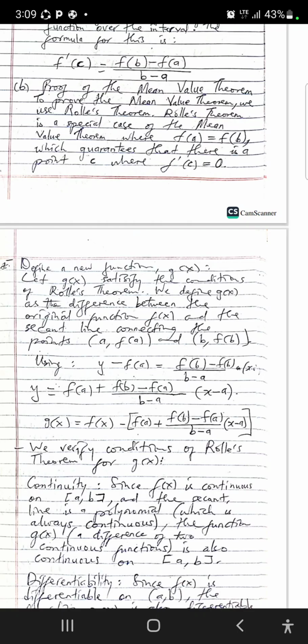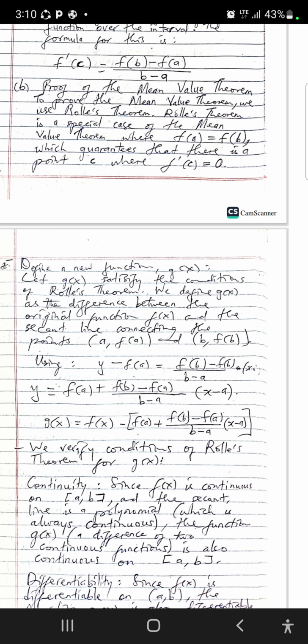So which guarantees that there is a point c. For Rolle's theorem, if you differentiate the function and then replace x with a point which is between a and b, your answer should be 0. That is what Rolle's theorem talks about.